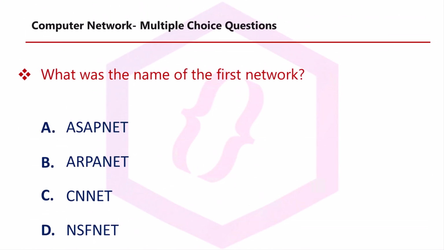What was the name of the first network? Option A, ASAP-NET. Option B, ARPA-NET. Option C, CNN-NET. Option D, NSF-NET. And the correct answer is option B, ARPA-NET or ARPANET.